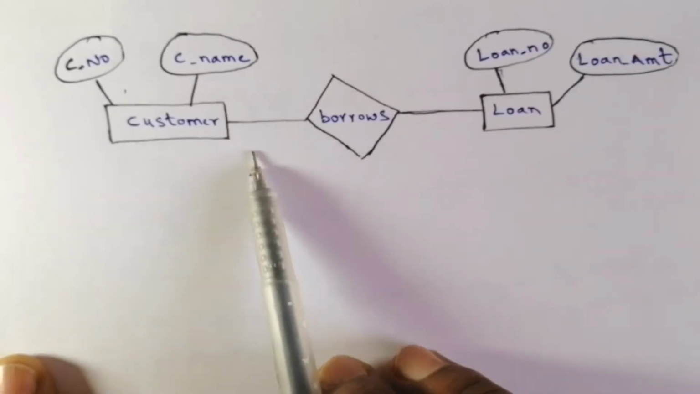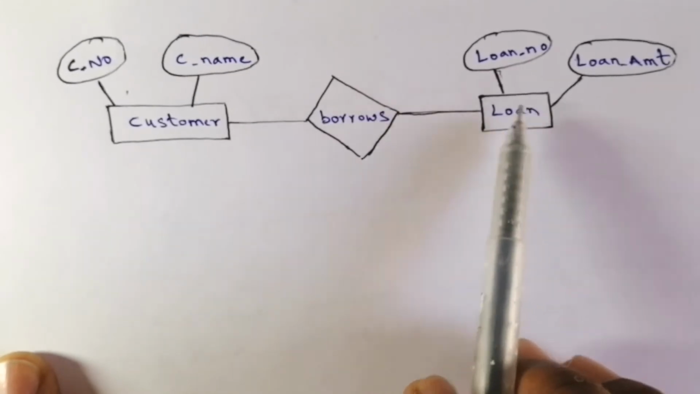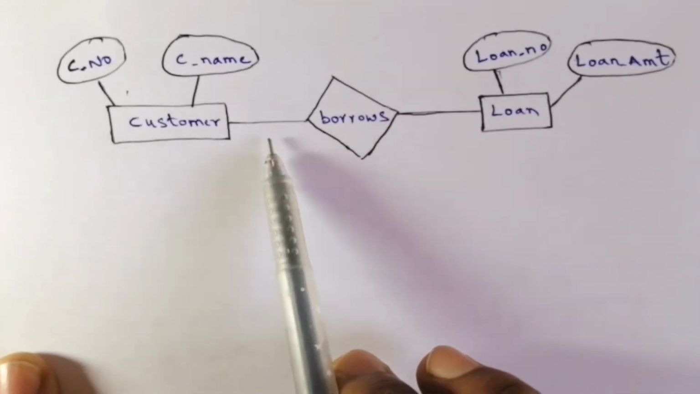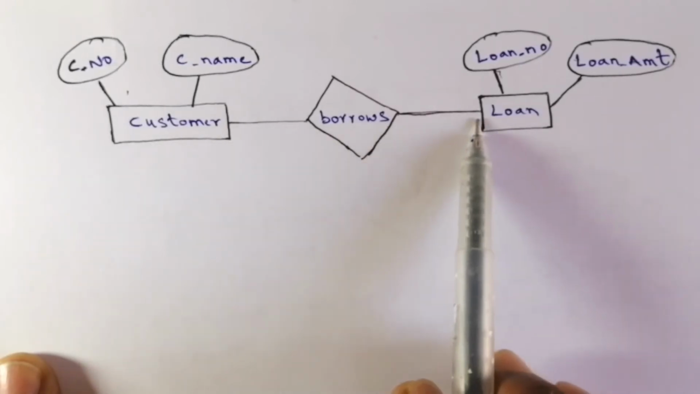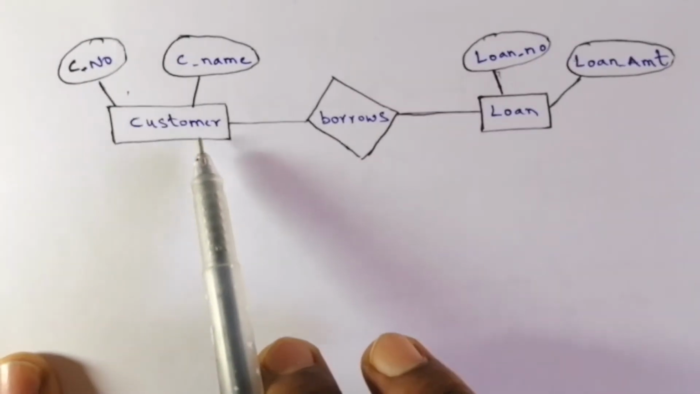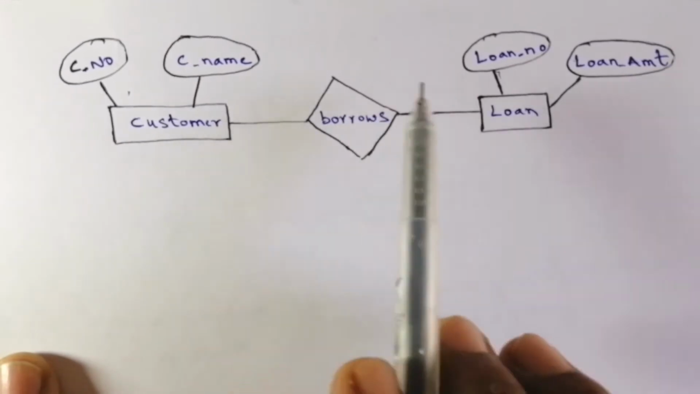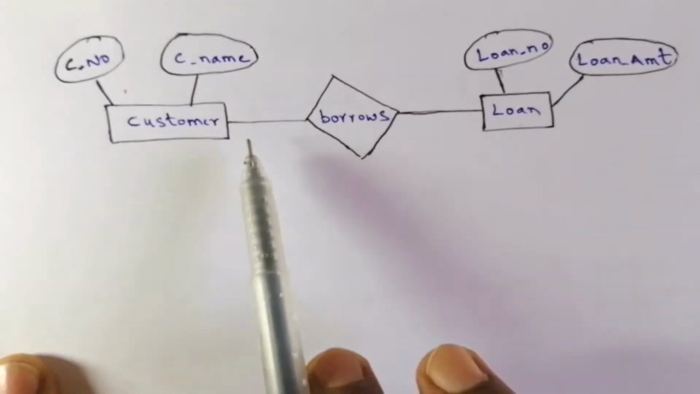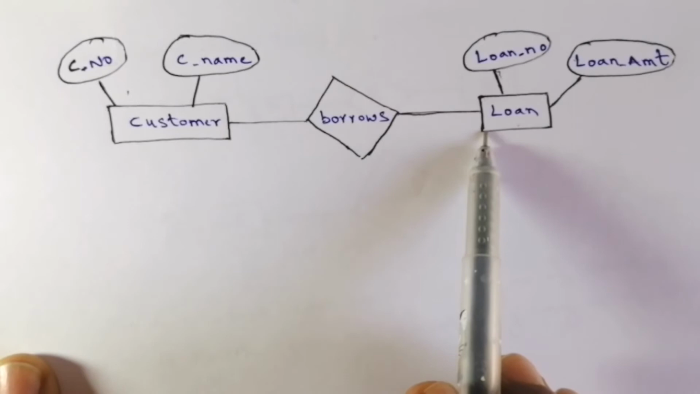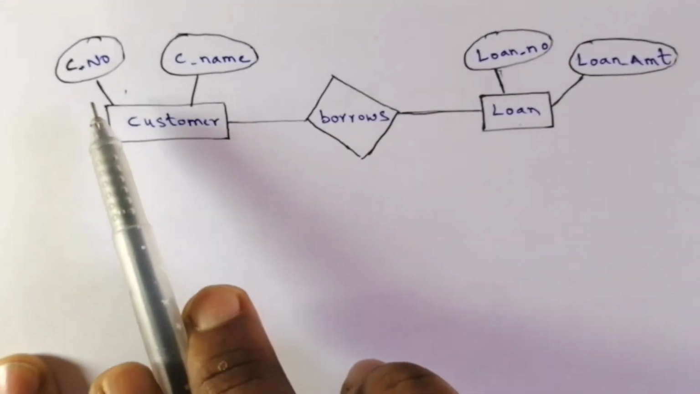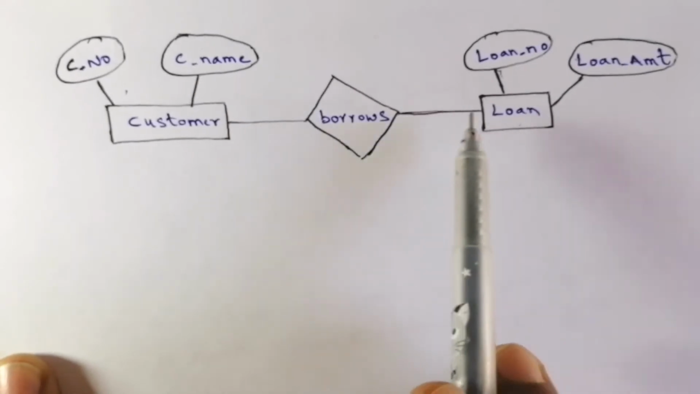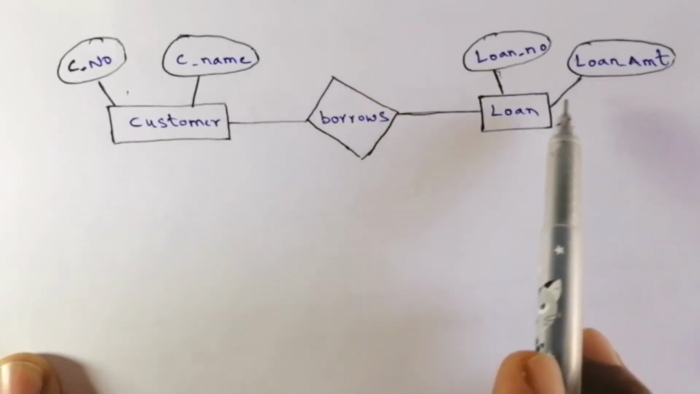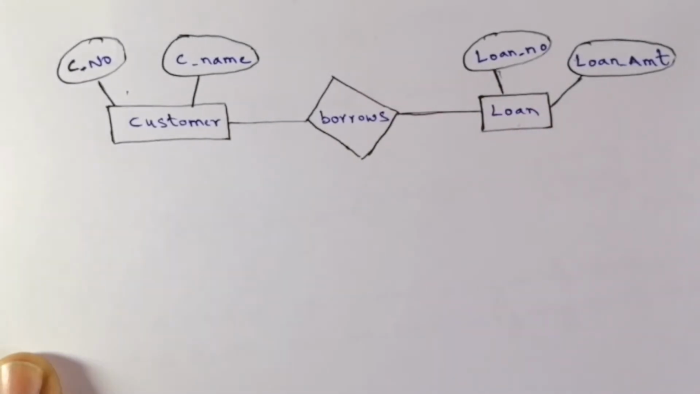This is a binary relationship. Yes, we have studied it, and also it is many to many, right? Many to many mapping cardinality. So here we have two entities. One is the customer, the other is the loan. So a customer borrows a loan. A customer is identified by the customer number and customer name, and is going to borrow a loan which has a loan number and loan amount, right?